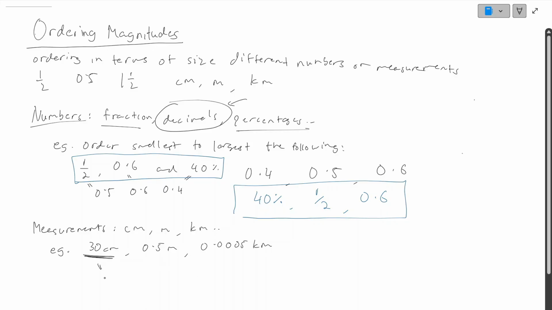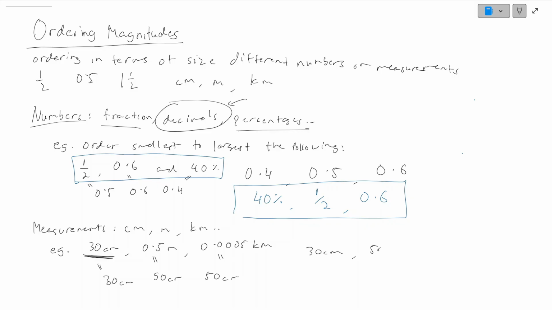So 30 centimeters will remain 30 centimeters. 0.5 meters will become 50 centimeters. And 0.0005 kilometers will become 50 centimeters as well. Therefore, when you're ordering from smallest to largest, we will have 30 centimeters first. Then we will have 50 centimeters. Then we'll have the other 50 centimeters. Obviously, this can be interchanged in this special case where they are equal to each other.